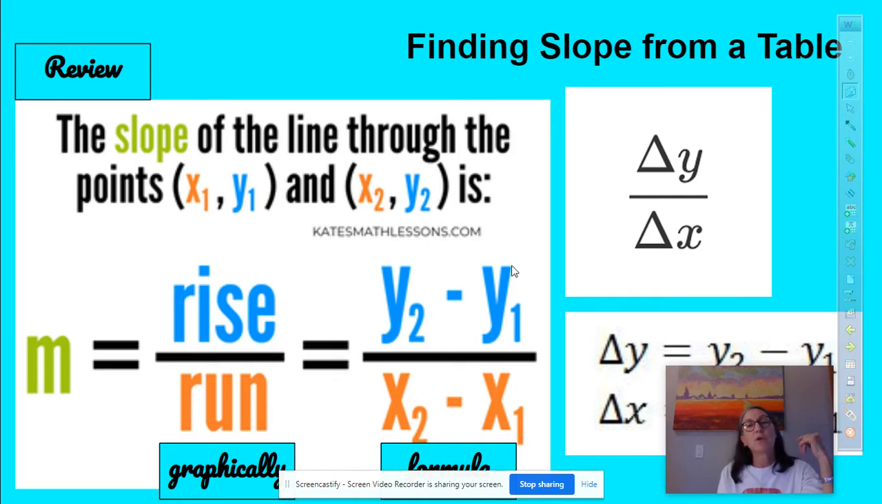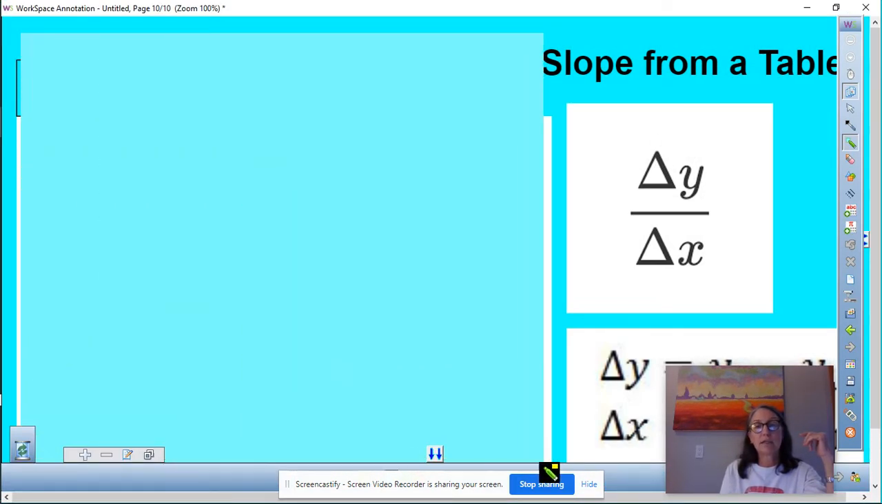When we get to a table, we're going to actually be looking at something called the change in y over the change in x. I want to take a minute and I'm going to cover that up so I can write here.